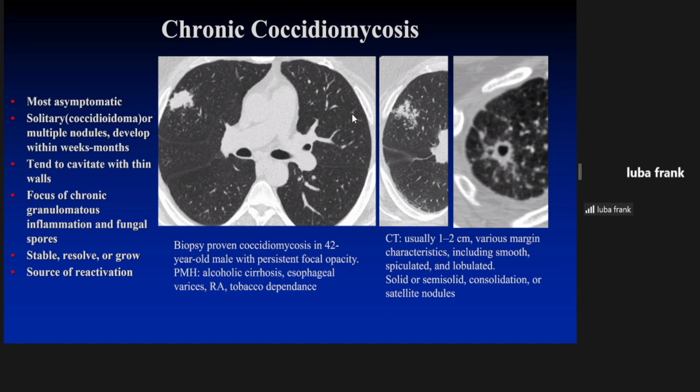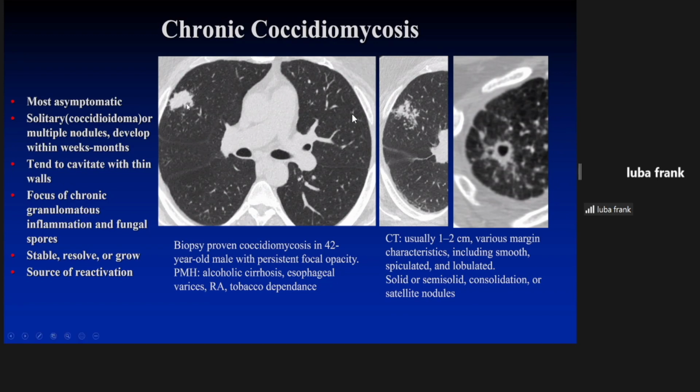Some of the patients would develop a solitary coccidioidoma. They can develop multiple nodules, and that can develop within weeks or months. So the disease is really unpredictable to a certain extent. It does tend to cavitate with thin or thick walls, and it can have chronic granulomatous inflammation and fungal spores. It can be stable, it can resolve or grow, and that is a particular challenge for us to recognize if we're talking about infection, or fungus, or malignancy.